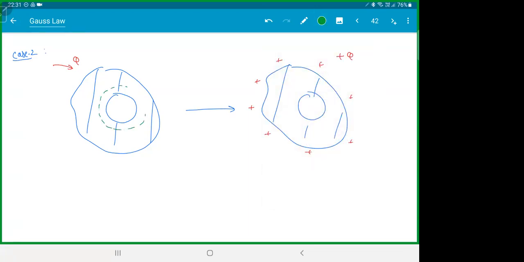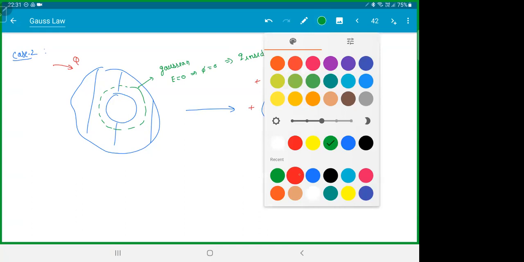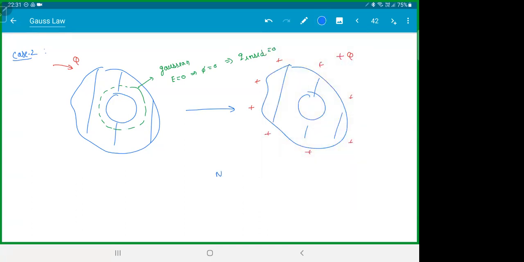Take a Gaussian surface. Field is 0. Flux is 0. Therefore, Q inside is 0. So you cannot have any charge inside the cavity. So no charge inside the cavity if you give it from outside. These are all different possibilities that can happen. Is case 2 clear, everyone?